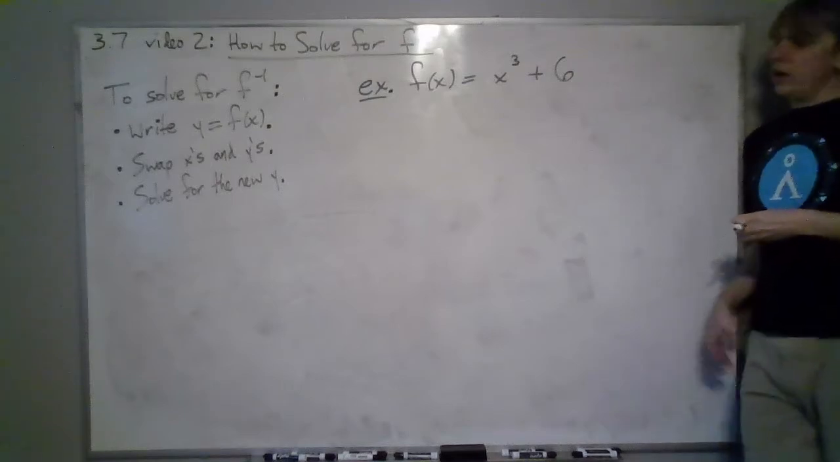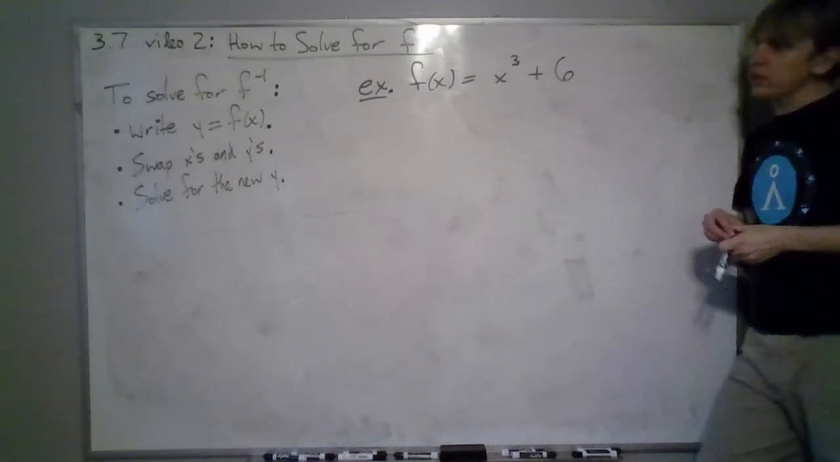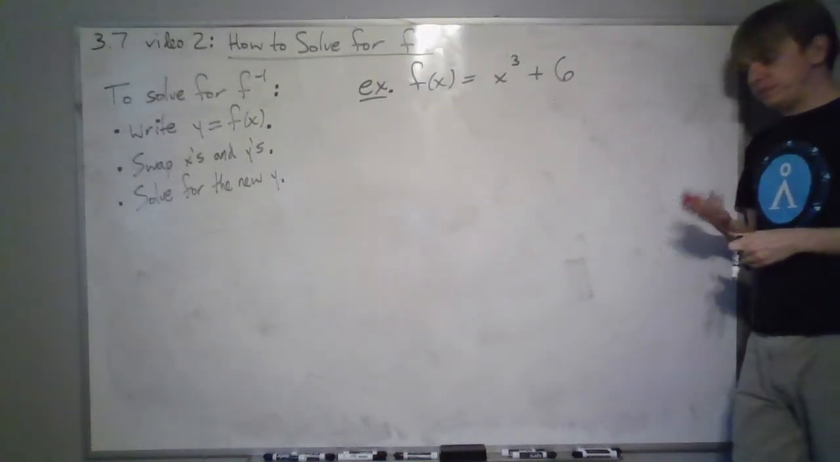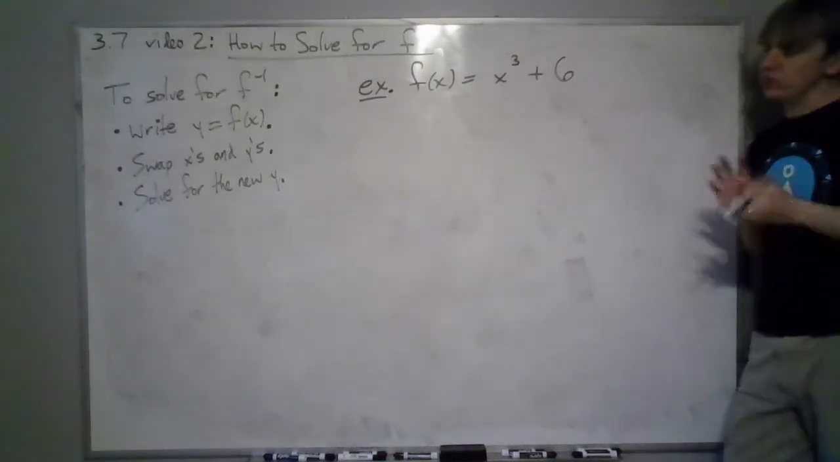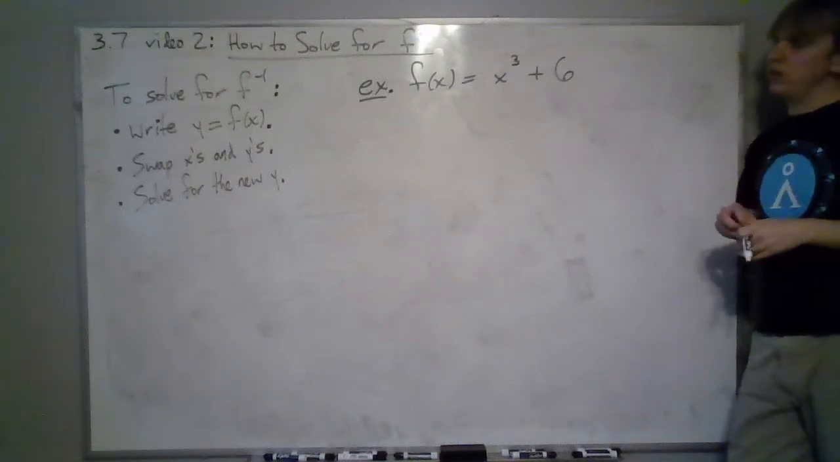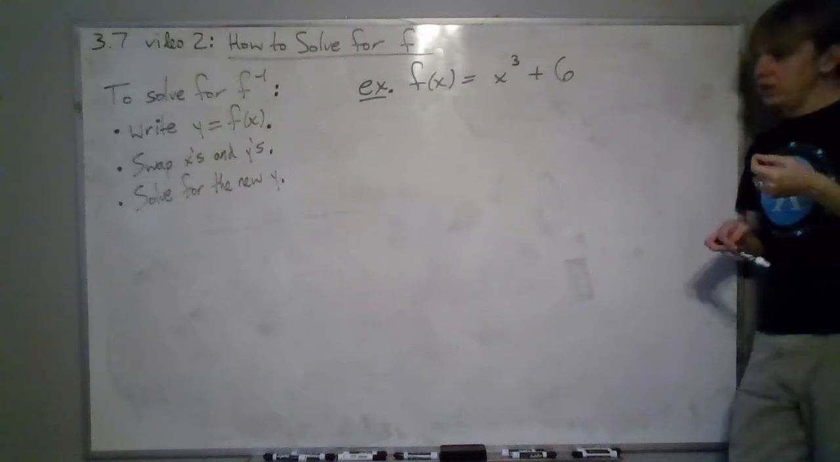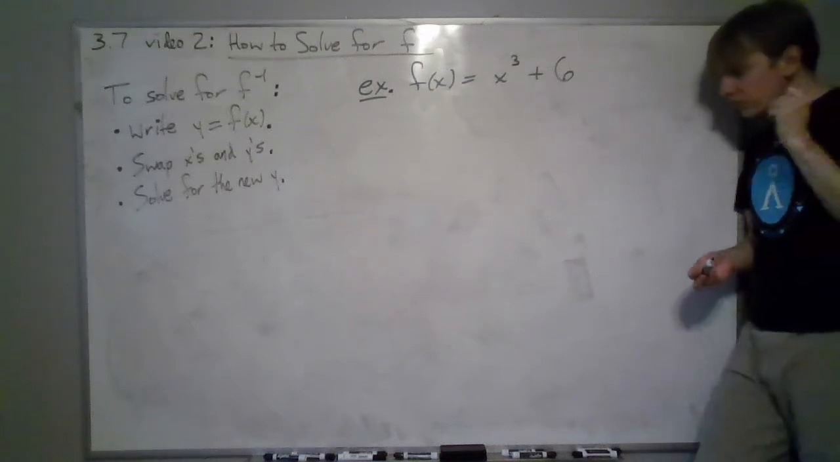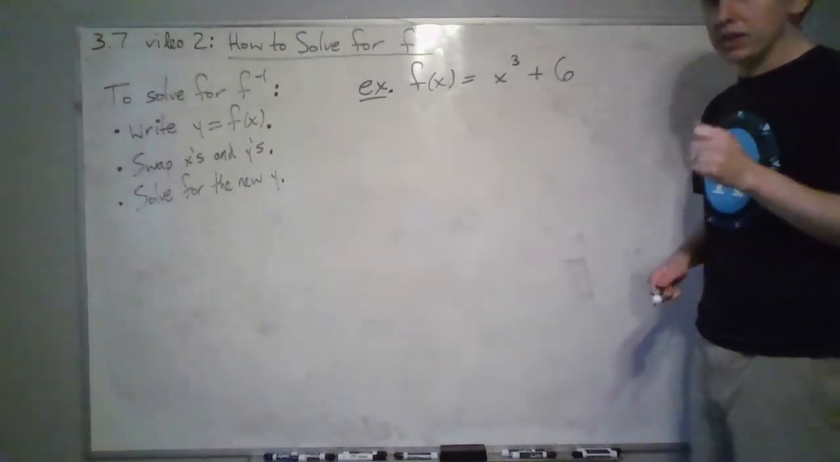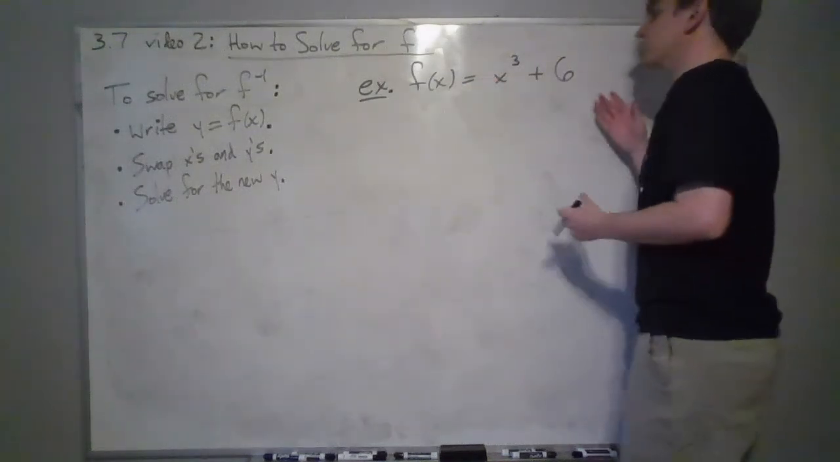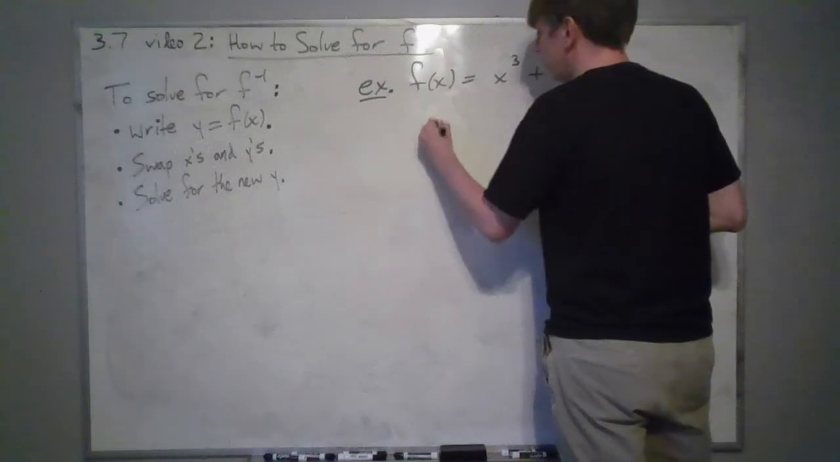Okay, so we have a set of rules on the far left that say what we're supposed to do. We're supposed to write it as y equals a formula. And so we're not going to use f of x, we're just going to use x's and y's as our inputs and outputs. And then we're going to swap the x's and y's for some reason and solve for the new y. I'll explain why this works in a minute, but let's just try it for this example. So instead of writing f of x equals formula, I'm going to write y equals formula.